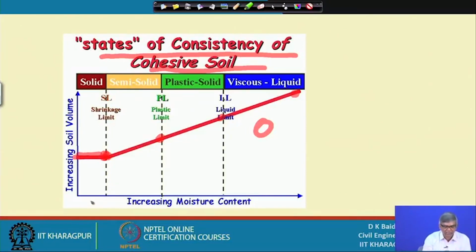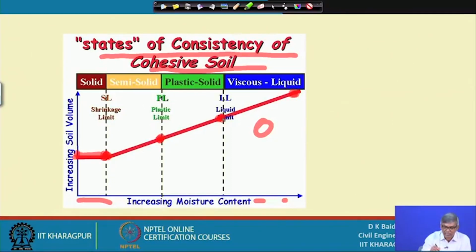You can see on this side the moisture is more, and on this side the moisture is decreasing, and on this side it is increasing. So when I am going from this to this, the moisture is reduced, from here to here there is further reduction, and from here we get zero. So, as we have qualitatively defined, the boundary between the viscous liquid stage and the plastic solid is the liquid limit.